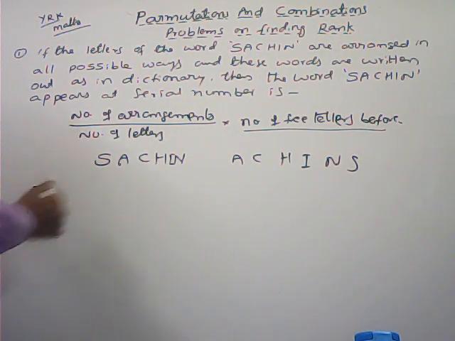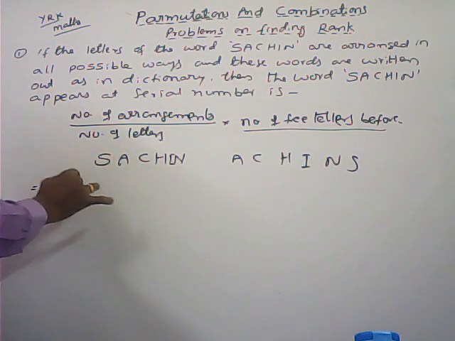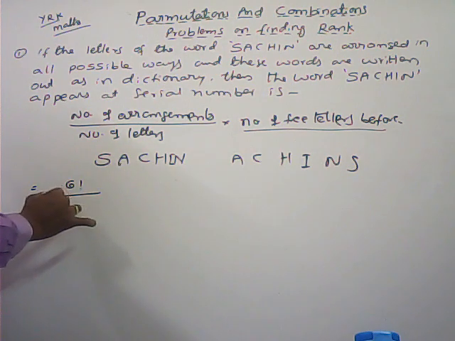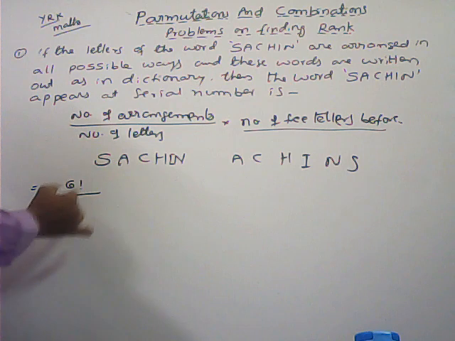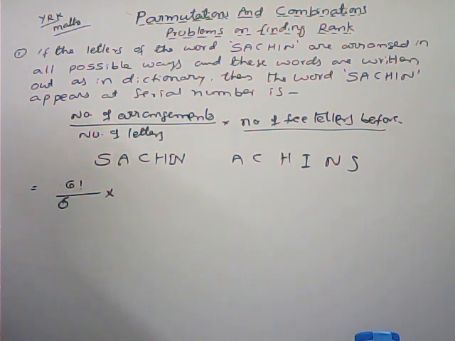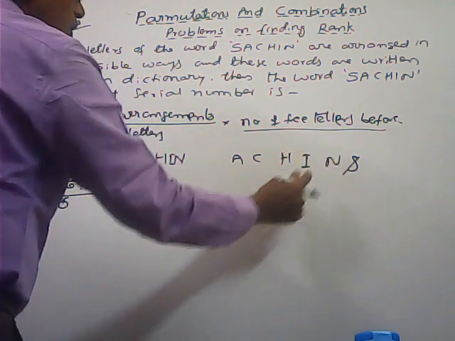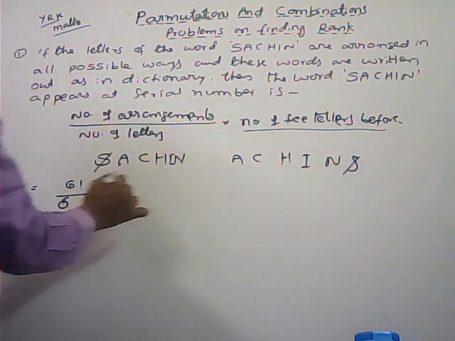Total number of arrangements: 6 factorial, by total number of letters, 6, into the number of free letters before. Total number of arrangements means that 6 letters can be arranged among themselves in 6 factorial ways. Here the first letter is S, so you can cancel it in both. Before S, how many free letters are there? 1, 2, 3, 4, 5.